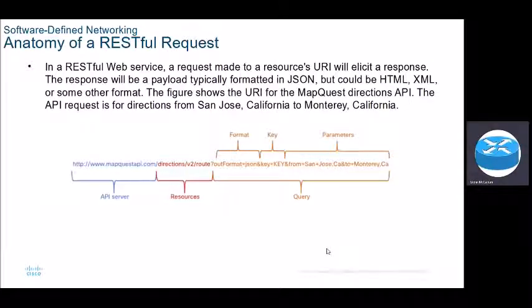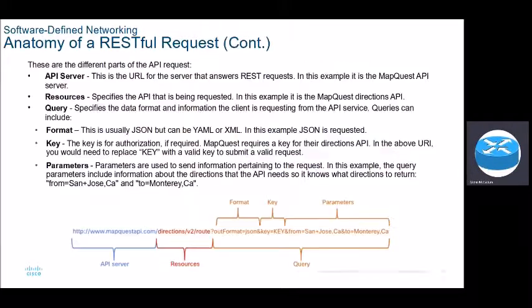So in a RESTful web service, a request made to a URI will elicit a response. The response will be a payload, typically formatted in JSON, but could be HTML, XML, or some other format. The figure shows the URI and MapQuest directions API. The API request is for directions from San Jose, California to Monterey, California. So I think it's explained in more depth in the next slide.